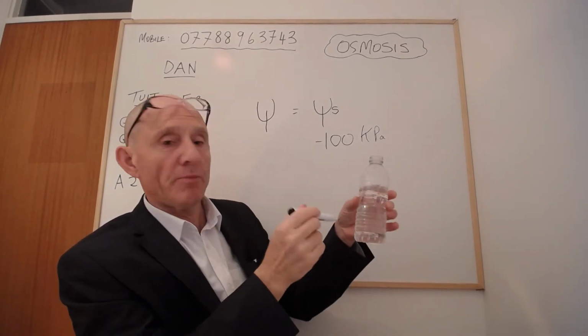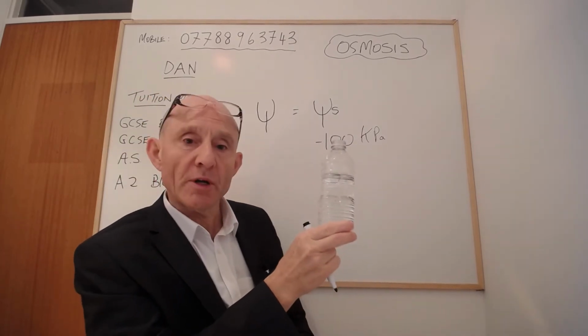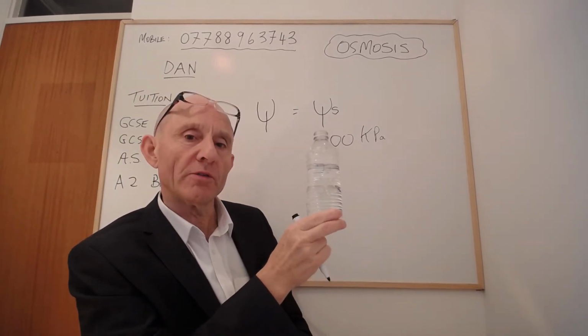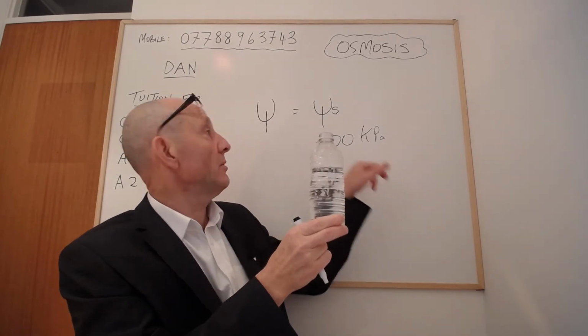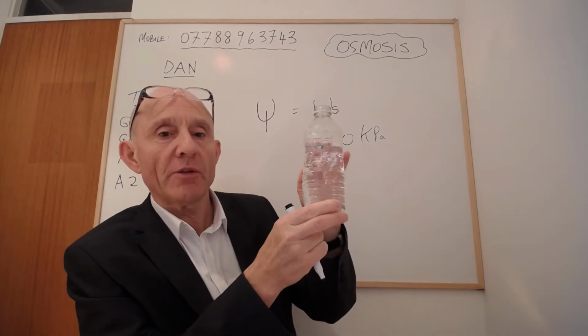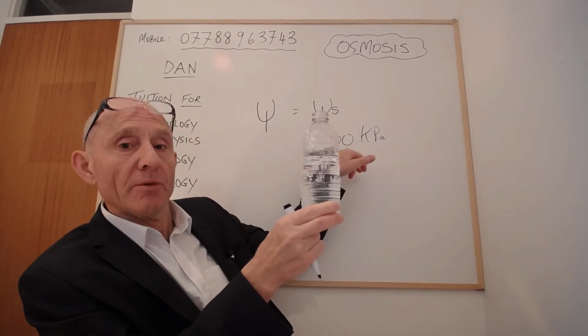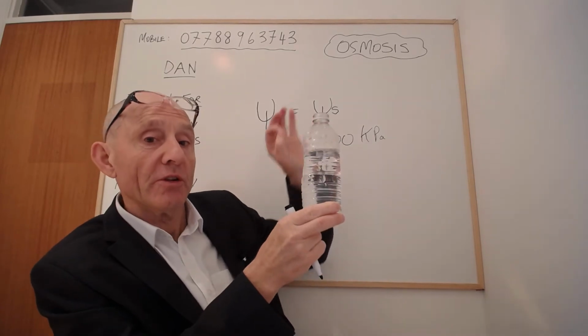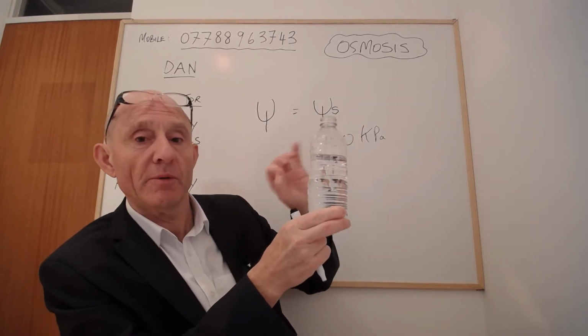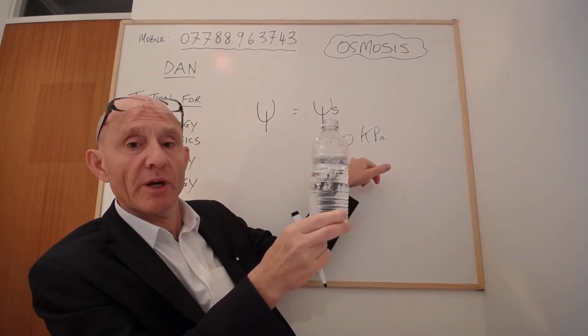So if we say the solute potential is minus 100, what's the water potential? The answer is, it's minus 100. So it's kind of simple for water and solutions and so on. If you know the solute potential, then you also know the water potential. So adding salt or sugar or anything into water causes the solute potential to go negative. So the highest solute potential you can have is zero. That's for pure water. If you add anything into the water, solute potential goes negative, minus 100.